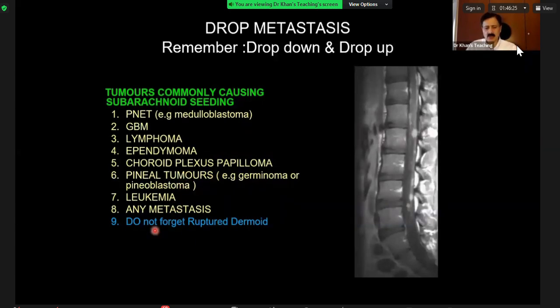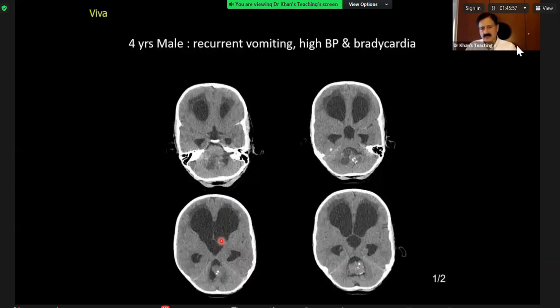One thing which I always add here is do not forget ruptured dermoid. So dermoid is not exactly a neoplasia, but having said that, it has come in the exam many times, and they will show you droplets of fat in the CSF, and there will be nothing sitting in the brain. So you will ask for a scan of the spine, and you will pick up the dermoid sitting there.